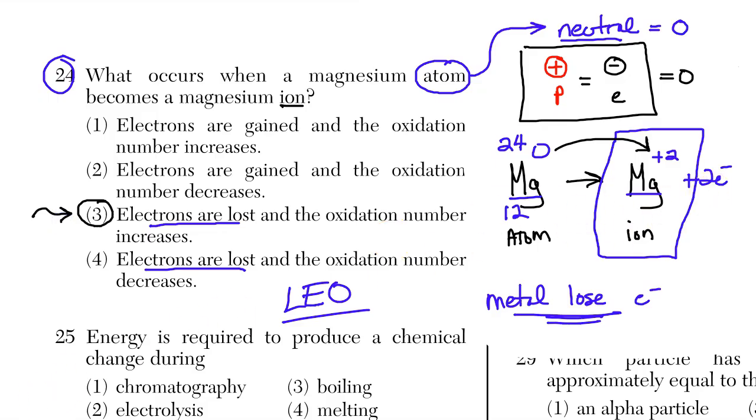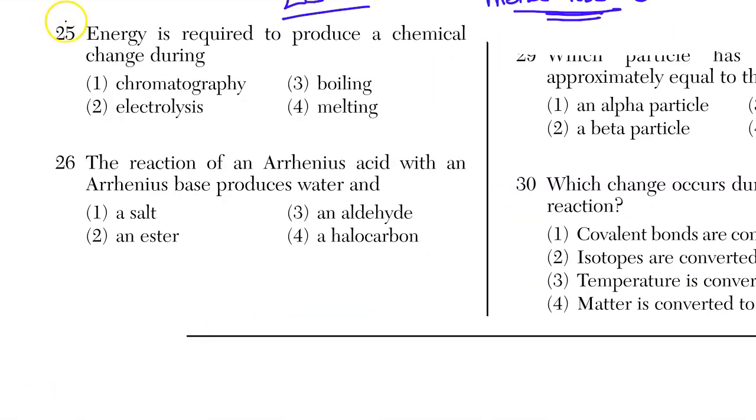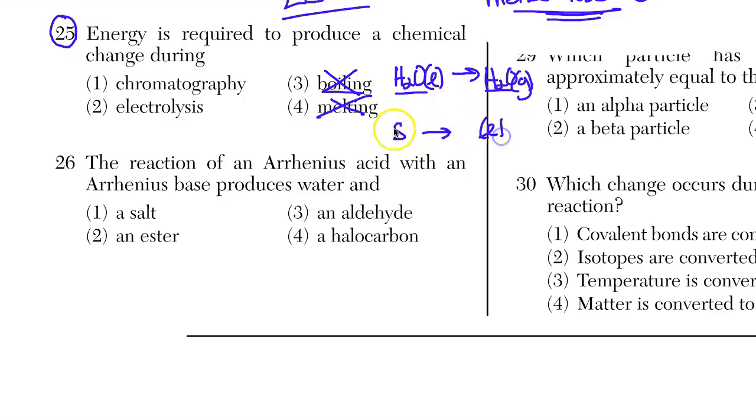Number 25. In number 25, energy is required to produce a chemical change. During what? Well, first and foremost, boiling and melting are not chemical changes. These are phase changes. H2O liquid goes to what? H2O gas. Notice the chemical formula is staying the same. Same thing with melting. You're going to go from a solid to a liquid. The chemical formulas stay constant.